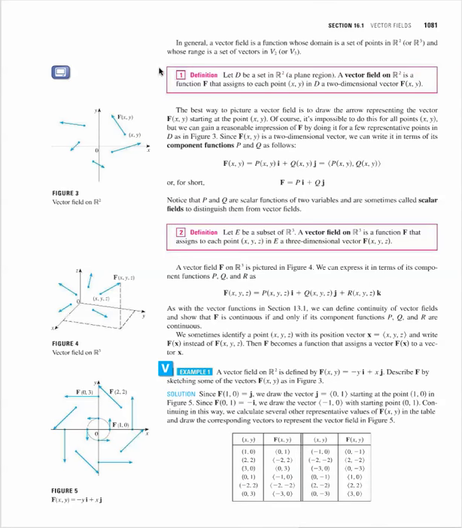In general, a vector field is a function whose domain is a set of points in R2 or R3, and whose range is a set of vectors also in R2 or R3. You can really think of a vector field as being a function from R2 to R2, or a function from R3 to R3. It assigns to each point in R2 a two-dimensional vector, or it assigns to each point in R3 a three-dimensional vector. I really like this definition, where you can think of a vector field as being a function that takes in a vector and spits out a vector.